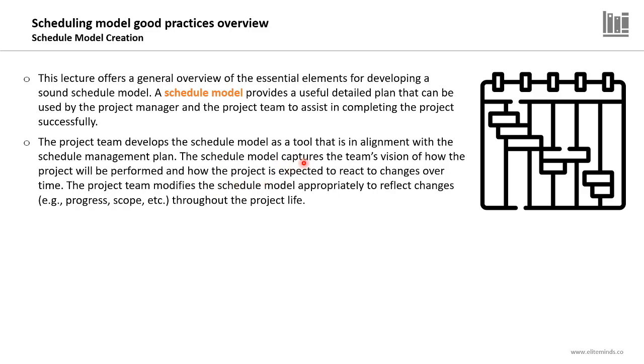The schedule model captures the team's vision of how the project will be performed and how the project is expected to react to changes over time. The project team modifies the schedule model appropriately to reflect changes throughout the project life cycle. So it's a dynamic version. We will capture a snapshot at the beginning of the project as the schedule model baseline. However, this document will be updated continuously throughout the project life cycle.